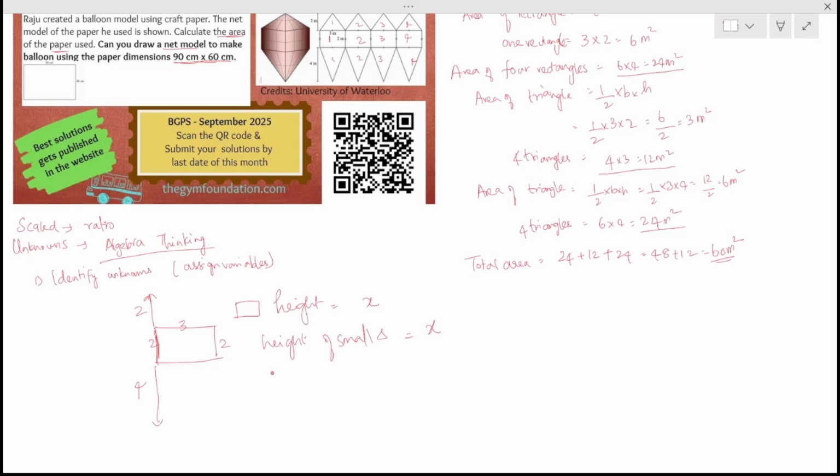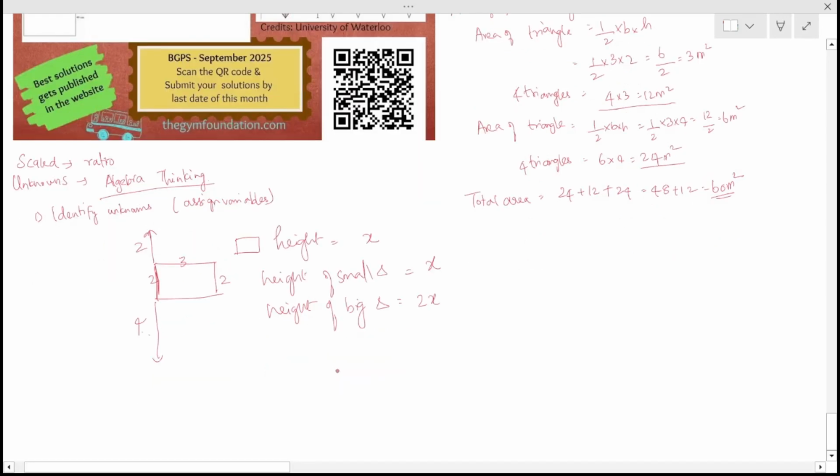And what is the height of the big triangle in the bottom? So 2 and 4. So if there is 2, it is 4. If there is 3, maybe it could be 6. So if there is x, yes, you are right, this has to be 2x, right? So if x is 1, then the big triangle is 2. If x is 2, then the big triangle is 4. So this is how we have made a relation for the height of the big triangle, which is 2x. So now we have made some relation. This is the first part of algebraic thinking.